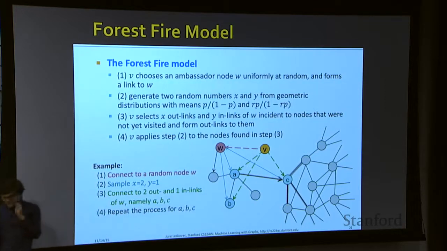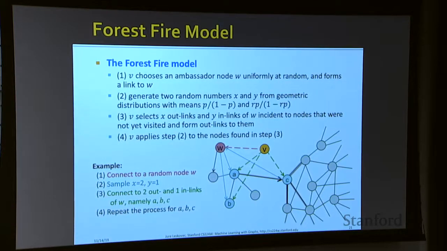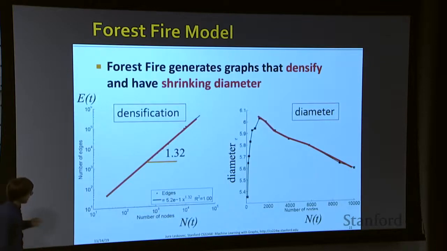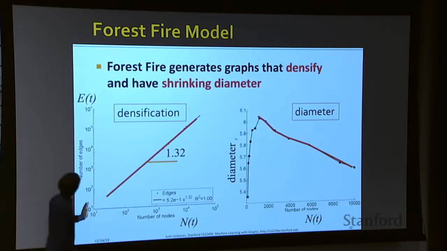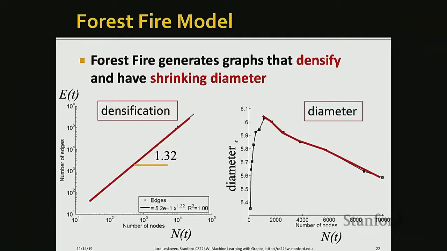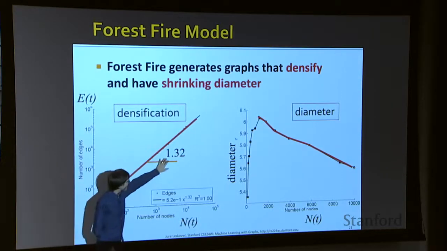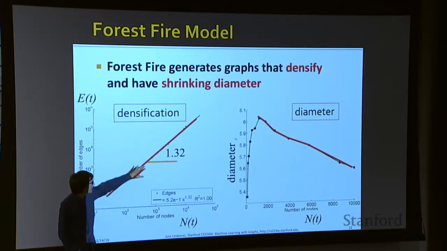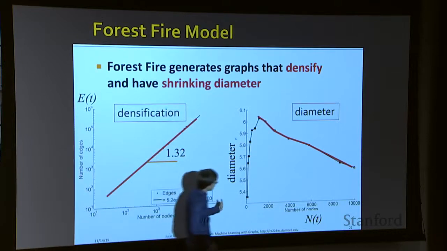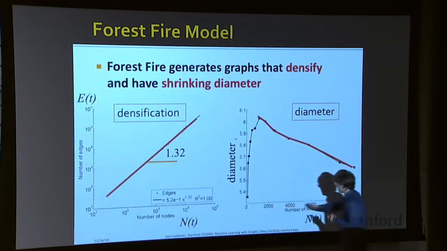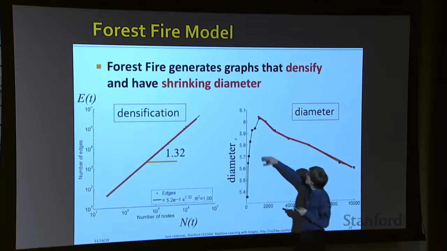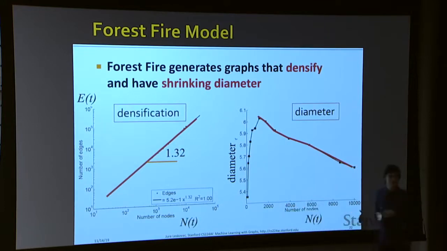That's the idea. So now the question is, if you set some parameters, do you see densification? Here is the number of nodes as a function of time. Here is the number of edges. And here the dots are the graphs. If you plot this on logarithmic scales and fit a line, you get a very nice straight line with an exponent of 1.3. And if you also plot the diameter as a function of the number of nodes, again, you see how the diameter is shrinking.